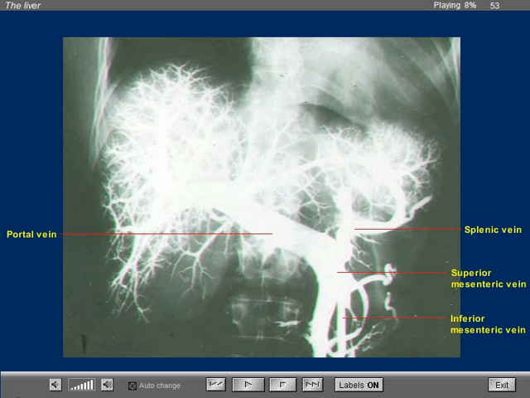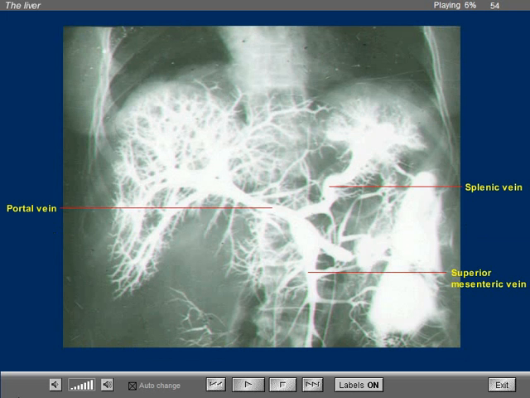Another cadaver study of a normal patient. Note the large liver, the smaller spleen, and the formation of the portal vein from the superior mesenteric vein and the splenic vein. In this case, the splenic vein is short, and the inferior mesenteric vein terminates in the superior mesenteric vein.